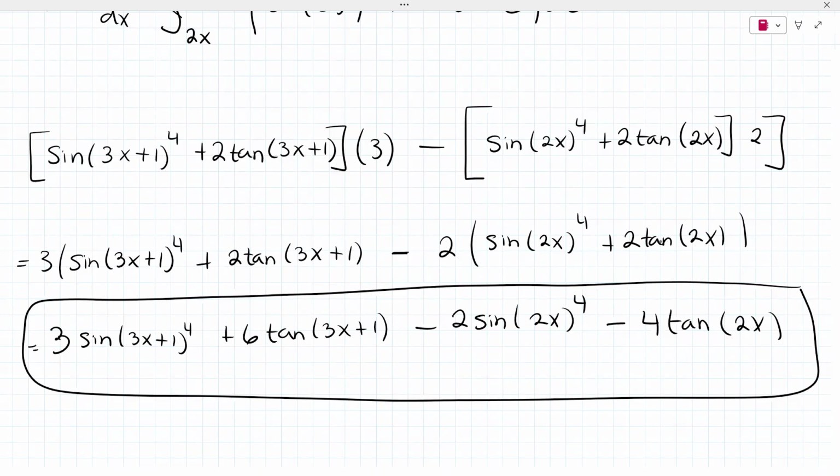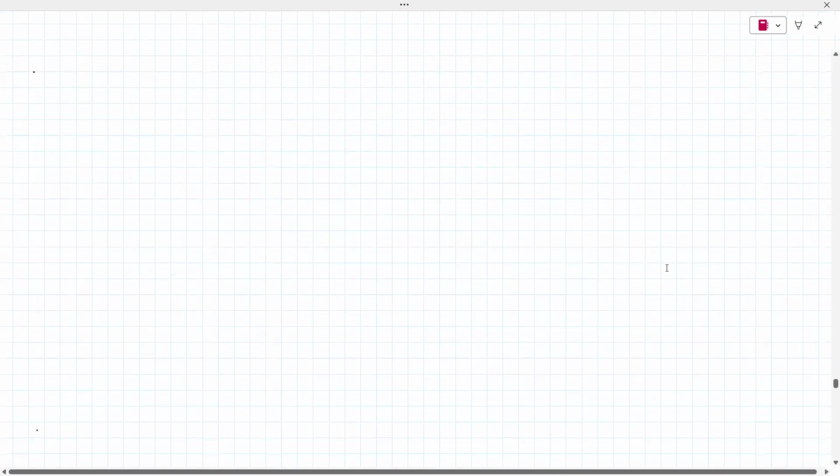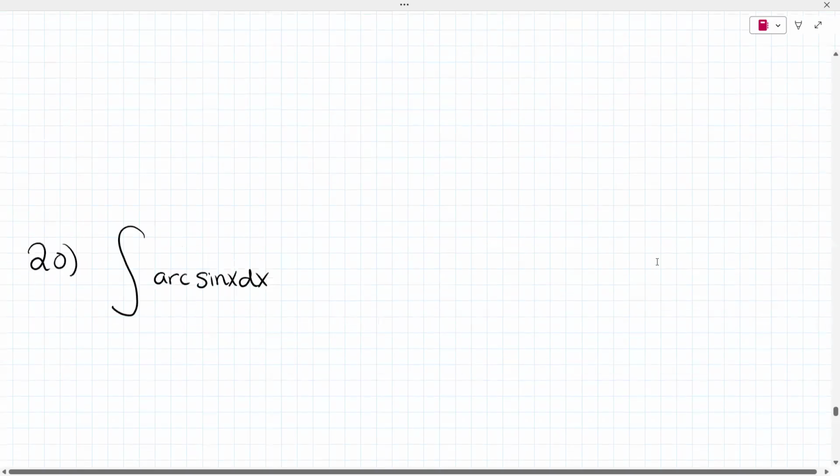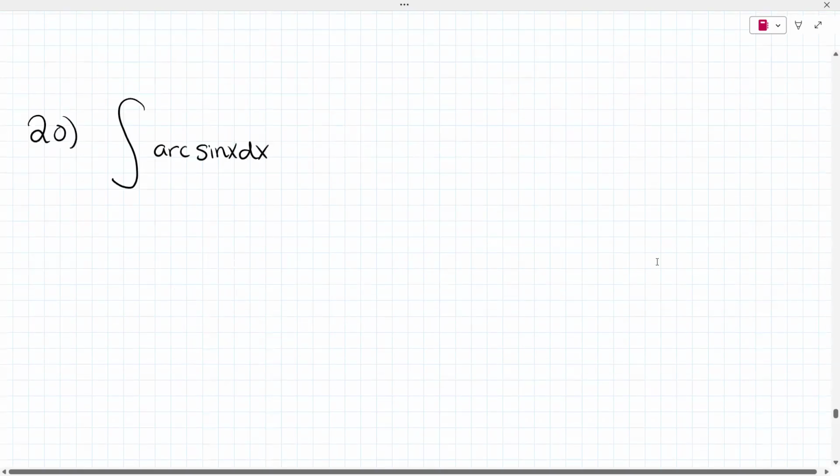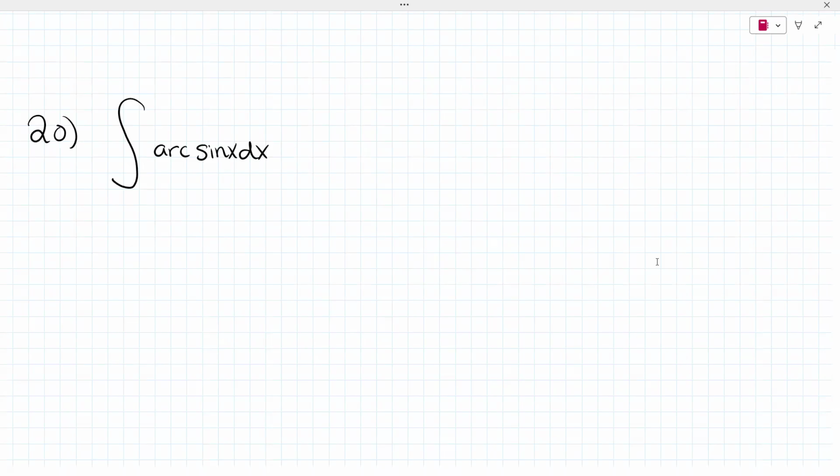Okay, let's move on to 20. We have to take the integral of arc sine of x dx. So, yikes, what are we going to do? Can we use u substitution? I don't think anything will work for my u. So I think what we'll have to do is integration by parts.